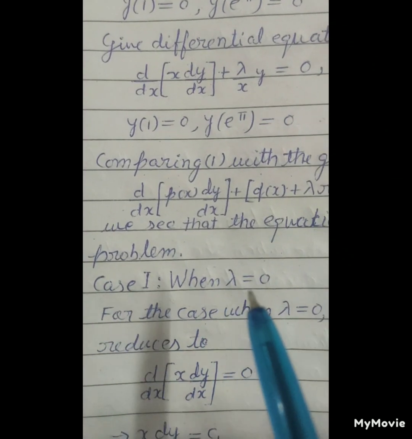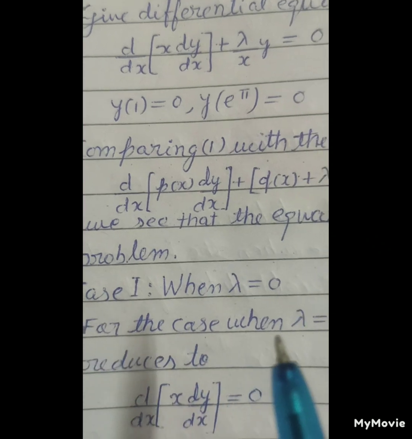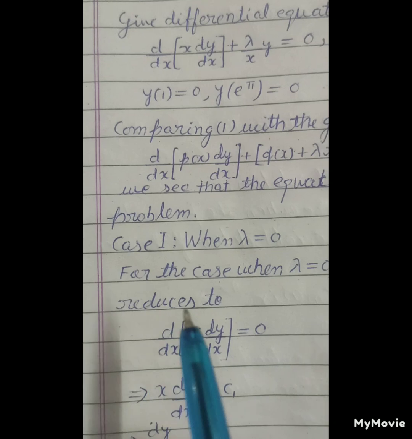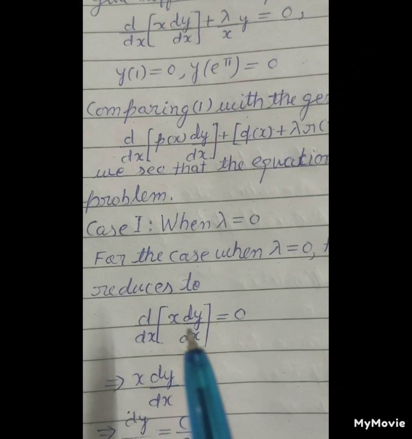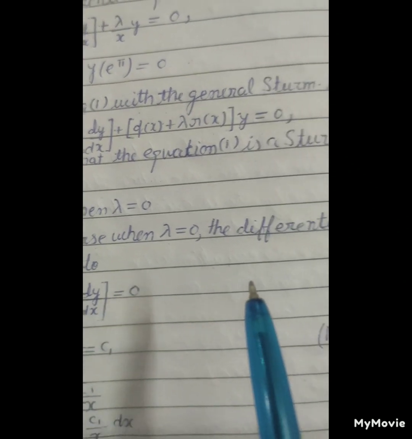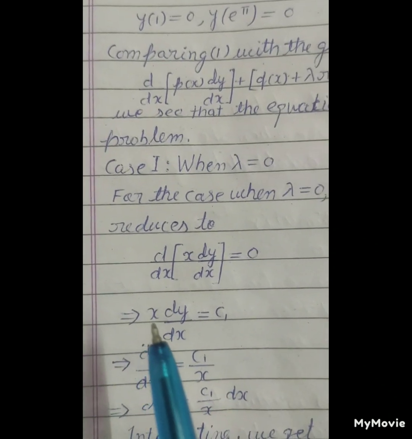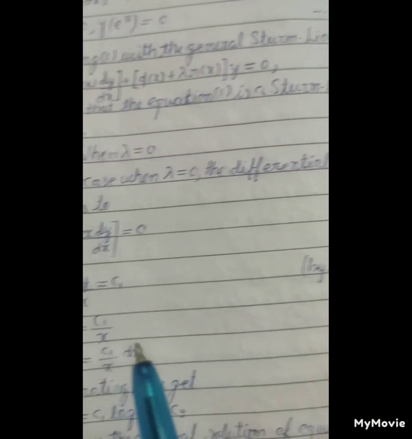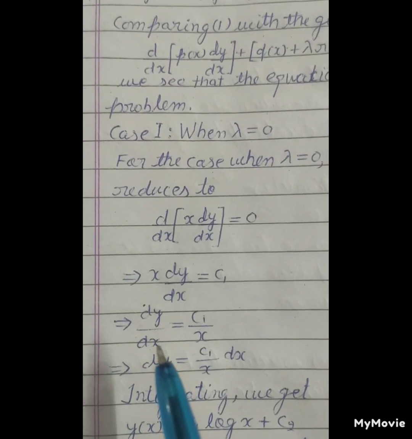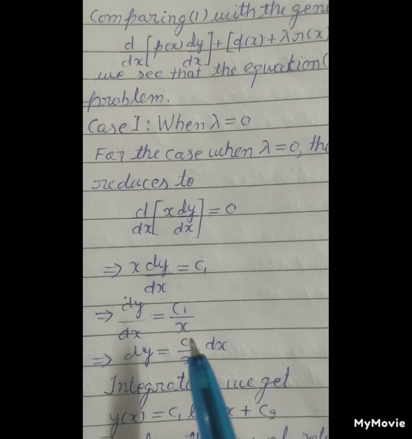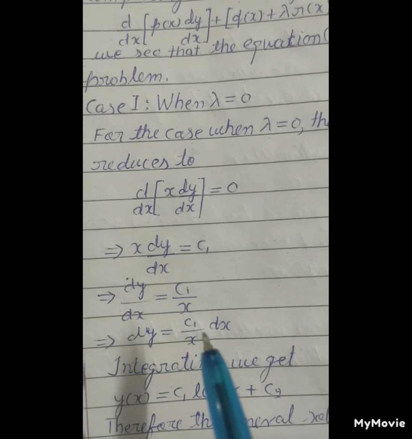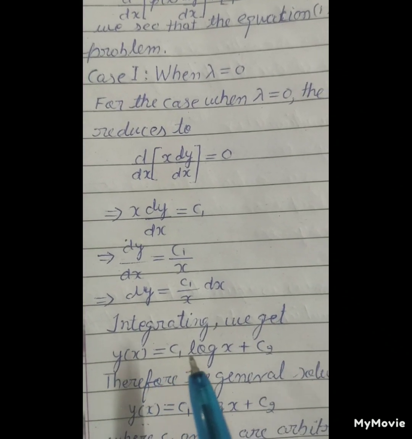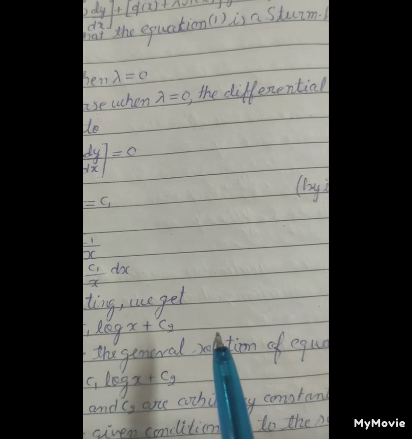Now case 1, when λ equals 0. For the case when λ equals 0, the differential equation 1 reduces to d/dx (x dy/dx) = 0, equation 3, which implies x dy/dx = c1 by integrating, which implies dy/dx = c1/x, which implies dy = (c1/x) dx. Integrating, we get y(x) = c1 log x + c2.